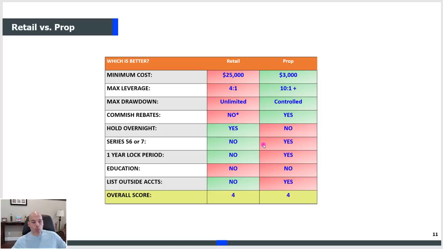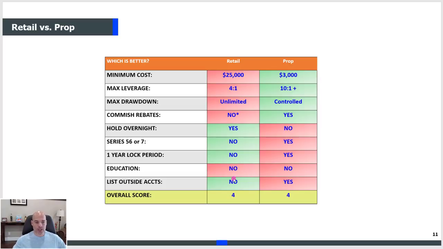You also have a 1-year lock period on your money. So if you put $5,000 into a prop account on October 1st, 2019, you can't take any of that money out until October 1st, 2020. Now, you can take profits out. If you make money, you can take profits out. But that initial $5,000 risk capital you have to leave in for 1 year. It's locked for 1 year, okay?